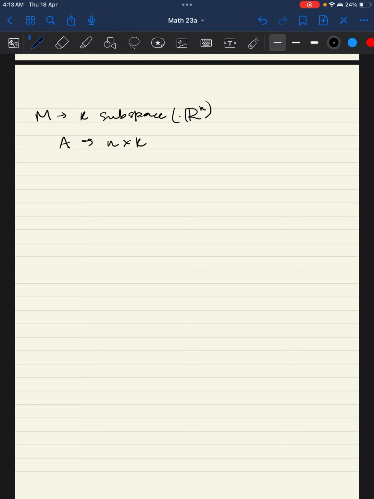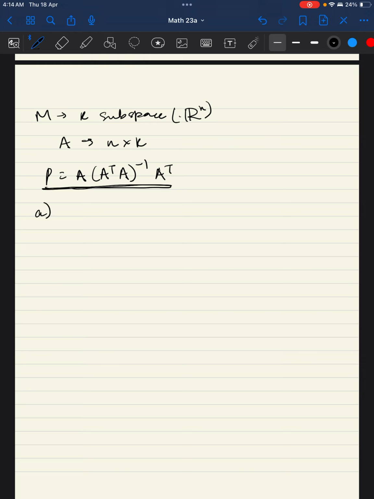Firstly, we have to prove that P is equal to A (A^T A)^{-1} A^T. You have to prove that this is the projection matrix, and the way we go about proving that is by doing the following things.